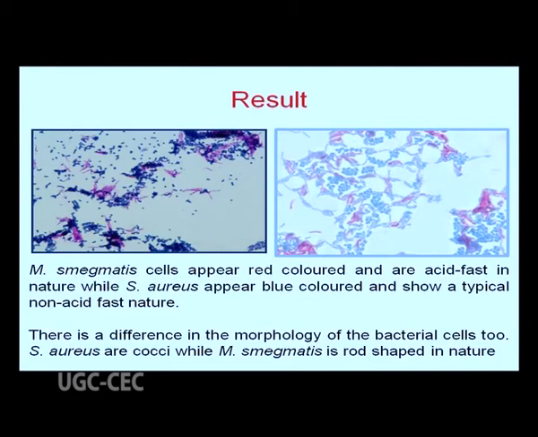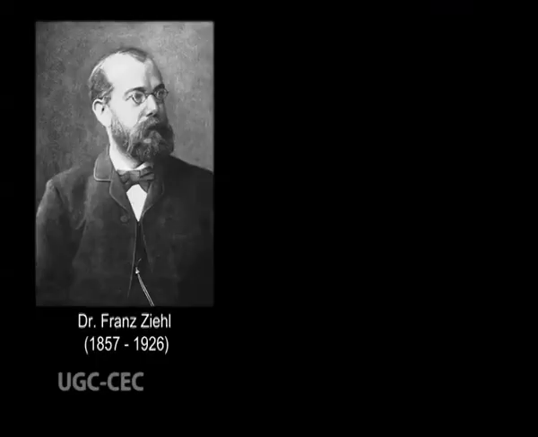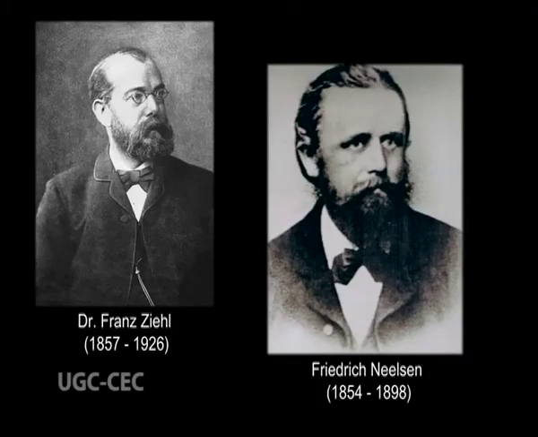In this diagram, we can see that there are two different organisms. One is blue colored, another is red colored. So, the red colored is Mycobacterium smegmatis. Why? Because it has retained the primary color, while the blue color is that of Staphylococcus aureus, because it is counter-stained by methylene blue. So, in this way, the acid-fast technique or staining was developed first by two German doctors, Ziehl and Neelsen. And accordingly, this method is also known as the Ziehl-Neelsen method and is used exclusively for Mycobacterium staining.